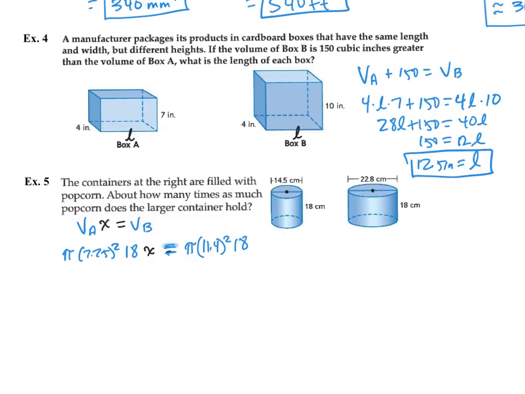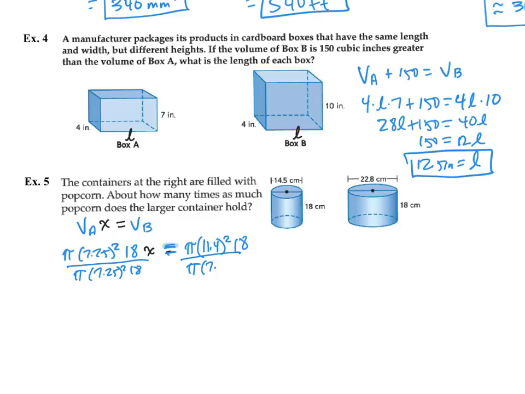So we can see, to answer the question, solving this equation for x, how many times greater is the second cylinder than the first one? We just need to divide both sides by this, pi times 7.25 squared times 18. So I'm going to do that real quick. Divide both sides by pi times 7.25 squared times 18.